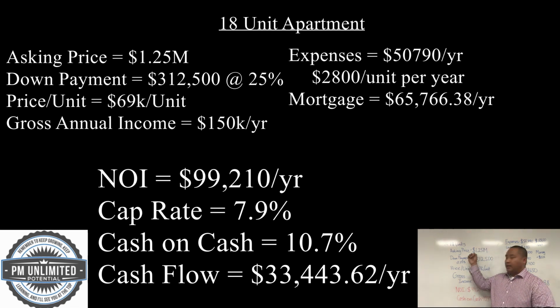So the first thing is the asking price. I made an offer of $1.25 million, which brought down the down payment, and it also brought down the price per unit. So with that price per unit, again, a Class A property in Texas, it's a good way to know that I'm actually buying this below market value. Again, it's not the only way to do it, but it's a way for you to look at your asset and say, where am I in relationship to the market?